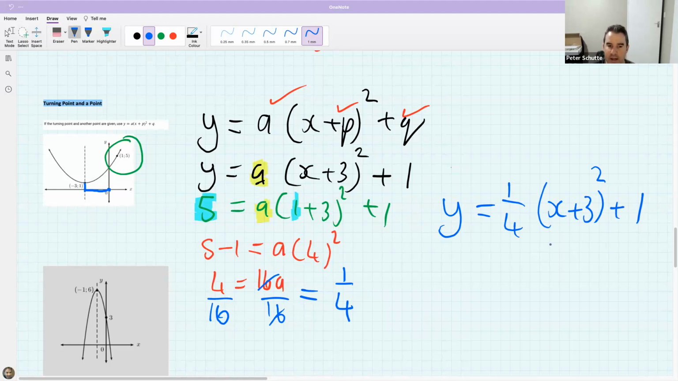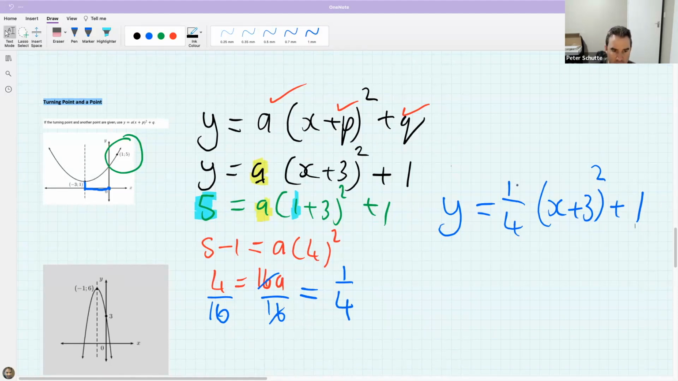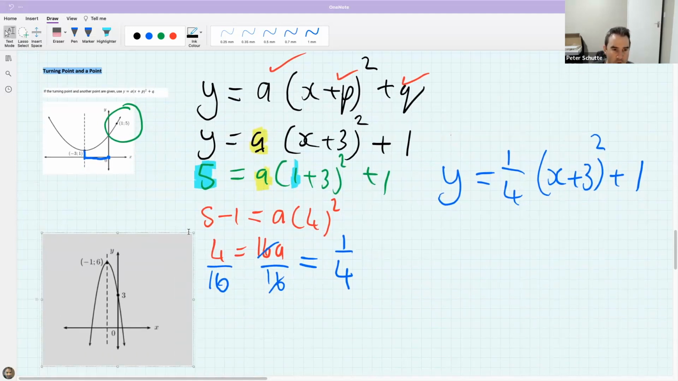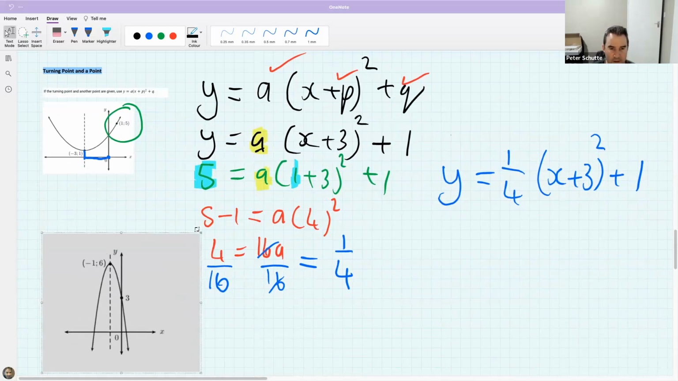Okay. Now, using what I've just shown you, I want you to attempt to find me the equation of this parabola in the gray block. I'll leave the working out on the screen. Can you work out what the equation of this parabola over here is?